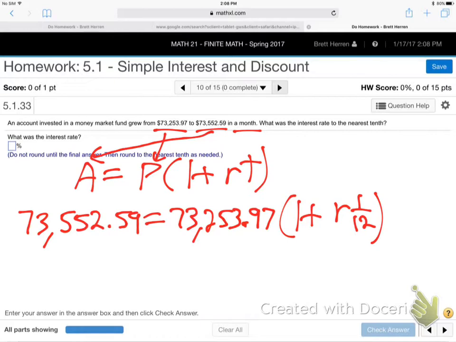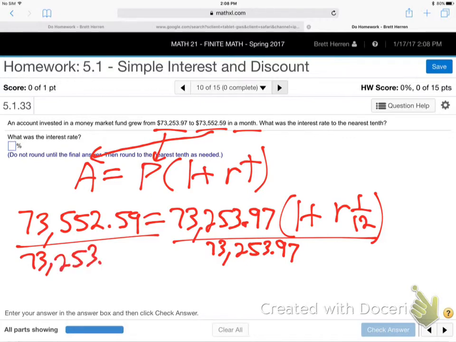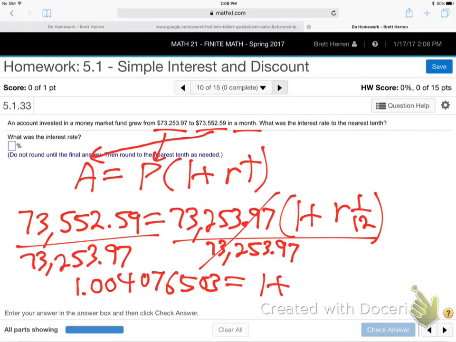Okay, so there's a couple of ways to go. I would probably just divide right now instead of distributing. Probably the easiest thing to do is divide by 73,253.97. Somebody got an answer there for me? It's going to be 1.004076503. Okay, great. So that equals 1 plus R times 1/12. We good so far?